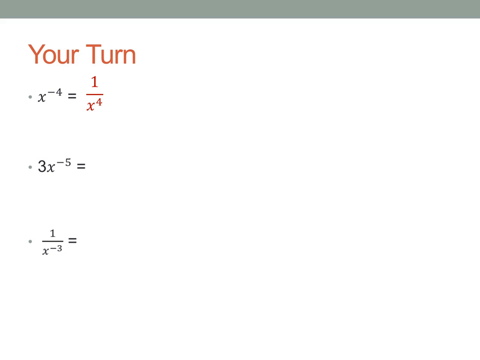And here we have 3 times x to the negative 5th. Let's think about those as two separate things. So 3 over 1. And then x to the negative fifth would be 1 over x to the fifth. And we can multiply that across just like we did. And that would be 3 over x to the fifth.